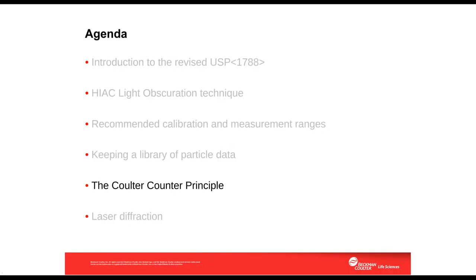Now, the revised 1788 chapter refers to the complementary chapter, which has also been revised, 1787. Both were made official on the 1st of May this year, 2021. Now, 1787 recommends that the Coulter counter and laser diffraction are regularly used alongside the HIAC light obscuration test to gain more information on particle size and distribution. So let's take a look at the Coulter counter principle.